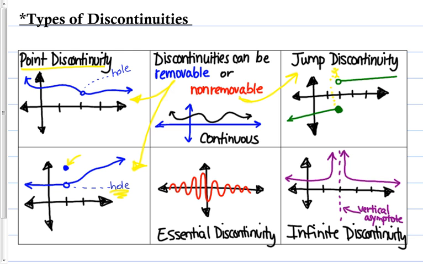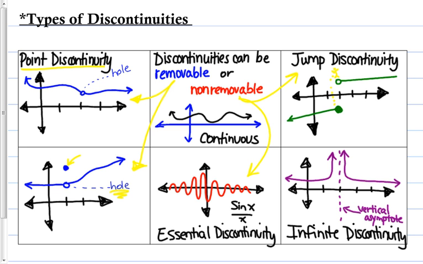Another non-removable discontinuity is the essential discontinuity. It's the oscillating behavior. For example, the sine of x over x has oscillating behavior. This is what it looks like. It's called an essential discontinuity. We won't see that one as much.